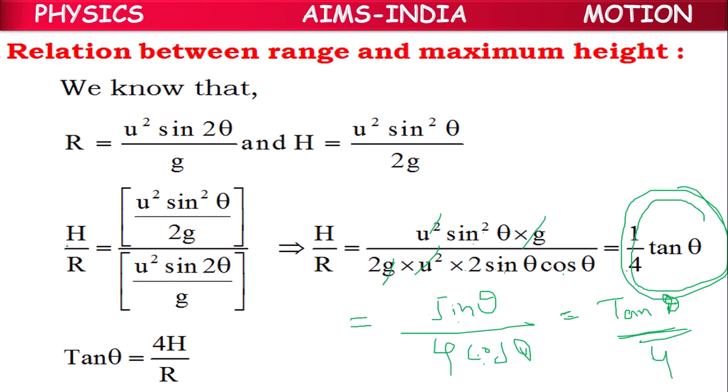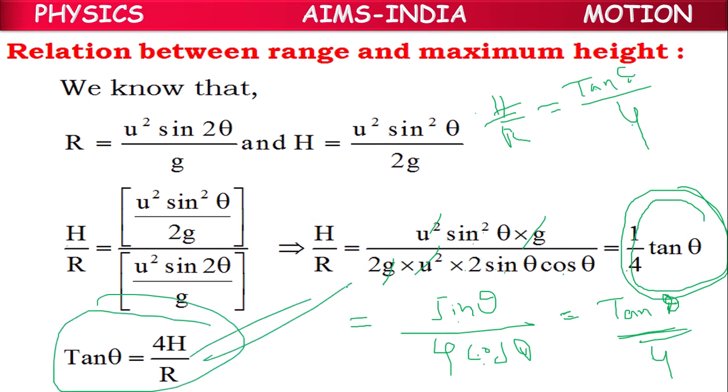Actually, we have H by R equal to tan theta by 4. Or tan theta equal to, this 4 comes to this side, tan theta equal to 4H by R. So this is the relation between range and maximum height. The range and maximum height are related by the formula tan theta equal to 4H by R.